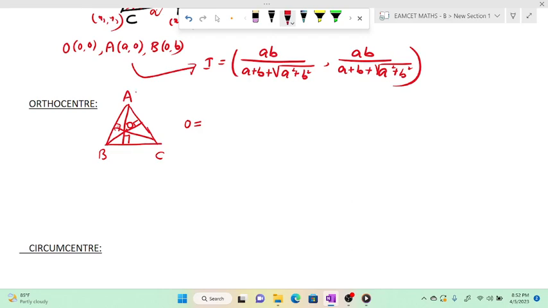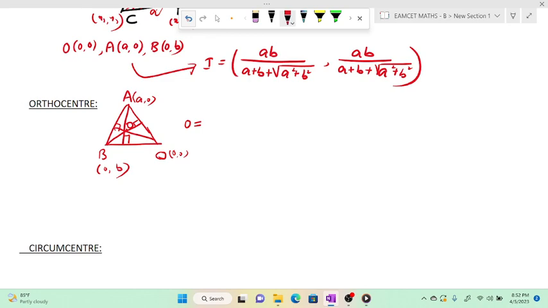Suppose the vertex C is (0, 0), vertex A is (A, 0), vertex B is (0, B). How can you find the altitude in this case?